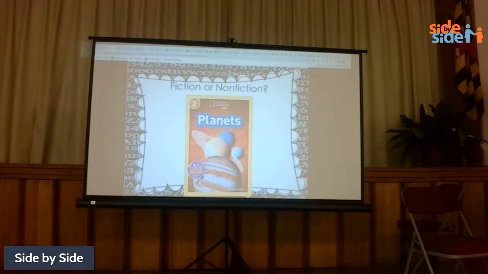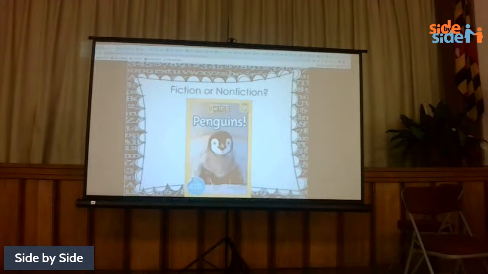All right, planets. Nonfiction. How do you know it's nonfiction? Photographs. Yep, you have the photographs. Usually anything with the National Geographic on there is a good clue as to this one's going to be a nonfiction book. And these are really good. The kids like planets. I have found that.